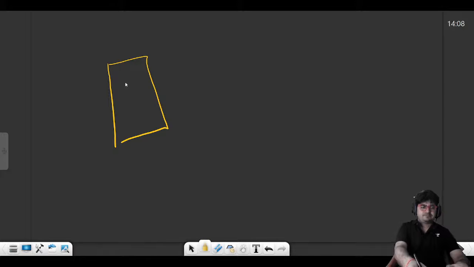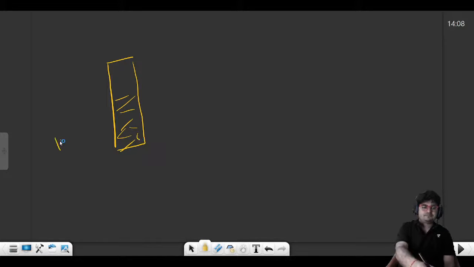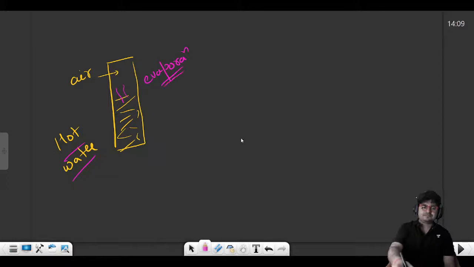we have this bottle filled with hot water. This is the empty space, or you can say air. Since this water is hot, what will happen with some time? Water molecules will evaporate. Some evaporation will occur, due to which some vapors will get formed. This entire space will be filled by the vapors.